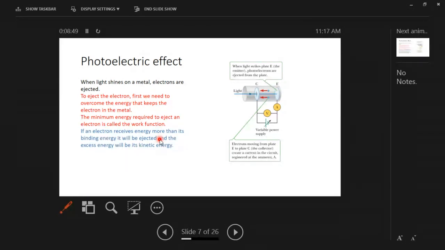Now, when the electron receives the energy from the radiation, if the electron wants to be ejected, the energy must be greater than its binding energy, or at least equal to it. Now, if the energy is more than the binding energy, the electron is going to use part of that energy to get out of the surface, and the rest of that energy is going to become its kinetic energy.